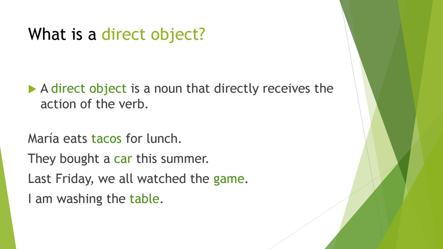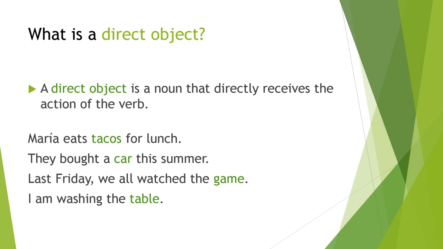They bought a car this summer. So what did they buy? Well, they bought a car. So car is our direct object in this sentence. Last Friday, we all watched the game. What did we watch? The game. So game is our direct object in this sentence because it's receiving the action that we did last Friday.